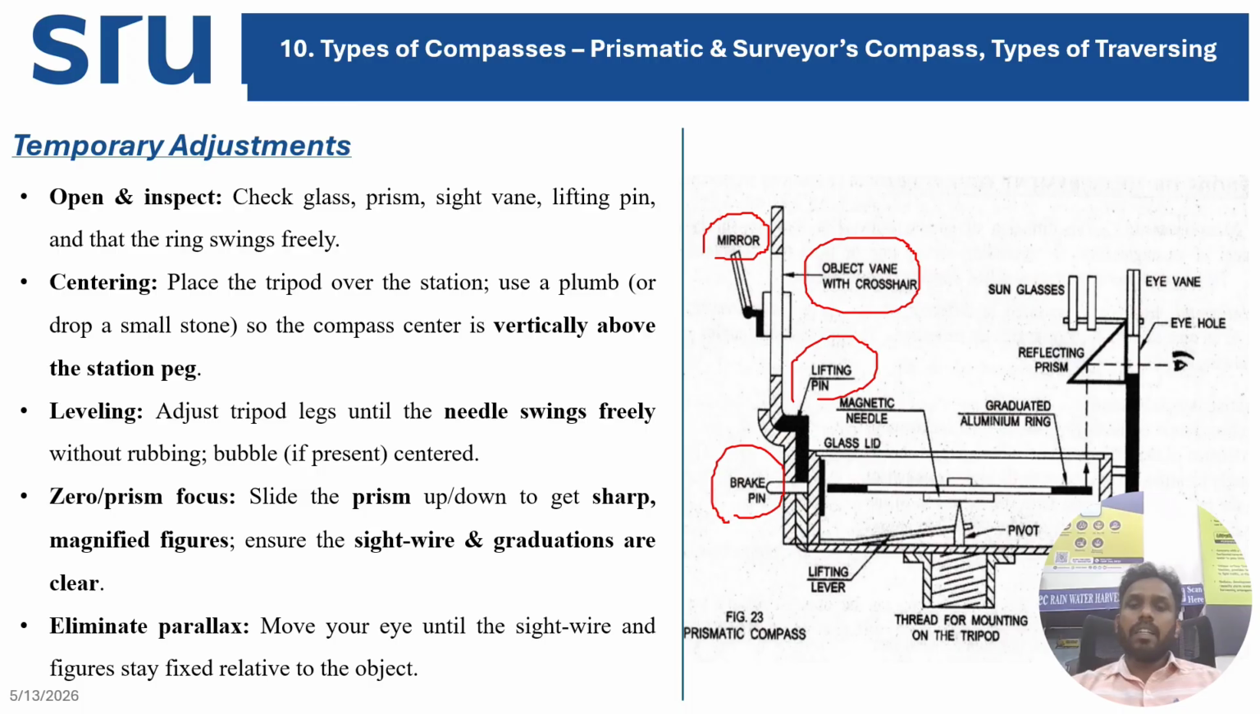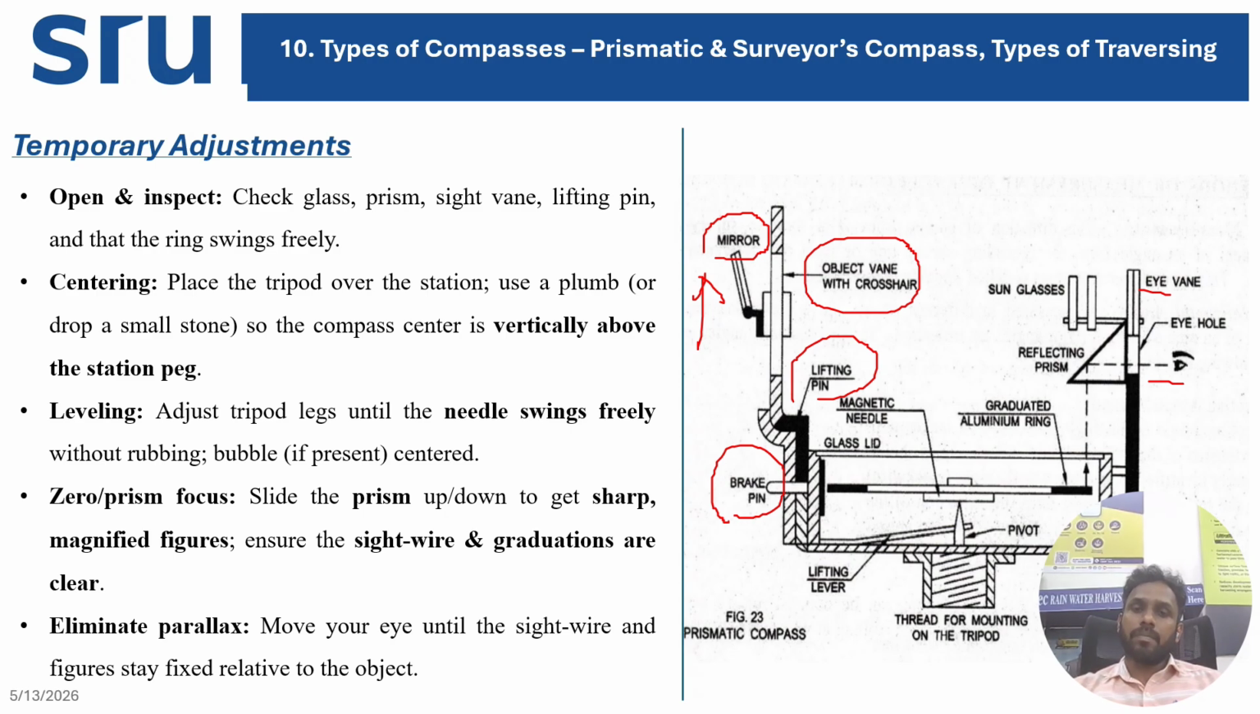This is your pivot point where your magnetic needle is suspended. This is your lifting lever, to hold your magnetic needle in position. These are sunglasses, which help you reduce the reflection. This is your eye vane, this is your eye hole. From your eye vane, you will be focusing on your object vane, aligning your survey station in a straight line between your eye vane and object vane. And with your eye hole, through the reflective prism, you are going to note the reading.